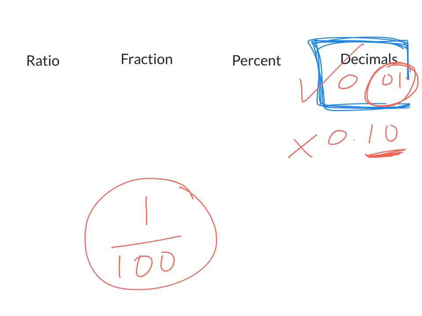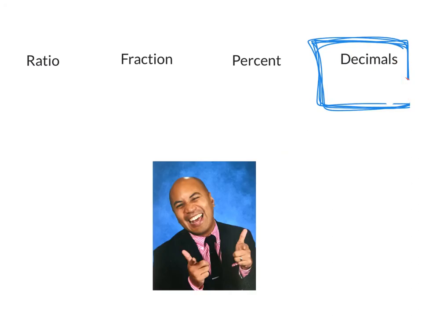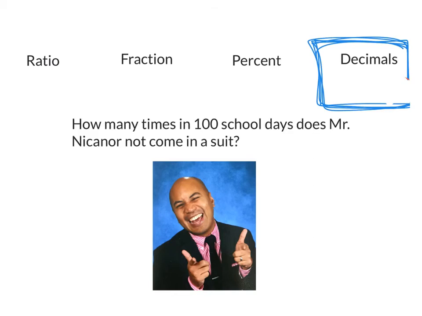All right, let's do an example and we'll end that off. All right, so there we go. That's my deal with it picture. Now here's my question. How many times in 100 school days does Mr. Nicanor not come in a suit? What's the answer? The answer is, I don't know, let's just make it up. It's very little, but let's try it. It is, let's make a high number.